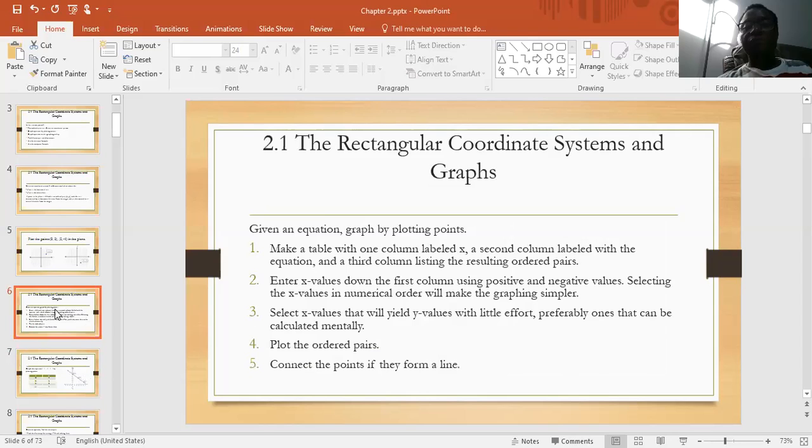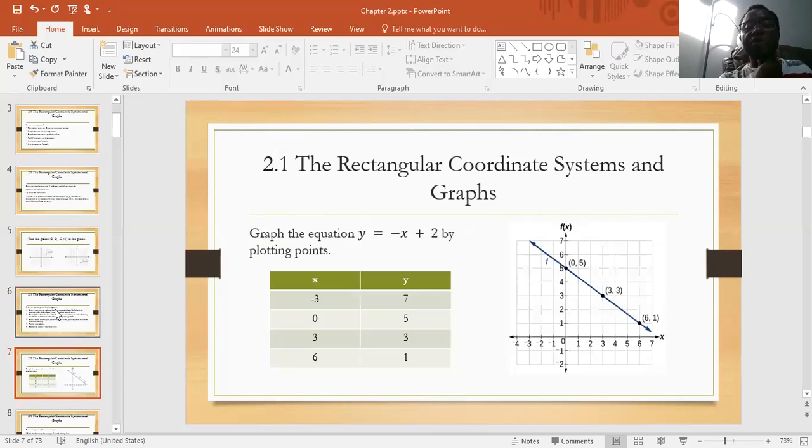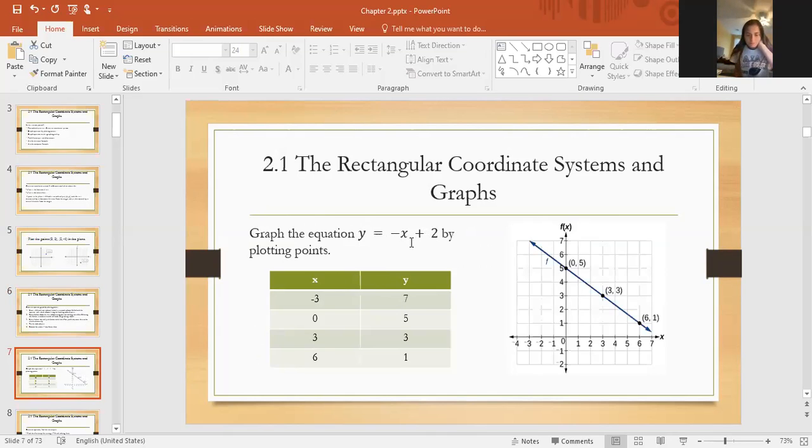So when we have an equation, we may want to plot that equation on a graph. For example, this is an equation y equals -x plus 2. We can plot it on the rectangular coordinate system here. In order to do that, we assign values to x and values to y. With y equals -x plus 2, if x equals -3, then y equals minus minus 3, which is 3, plus 2, which is 5. Actually, this is 5, not 7. So that's the point we have here.